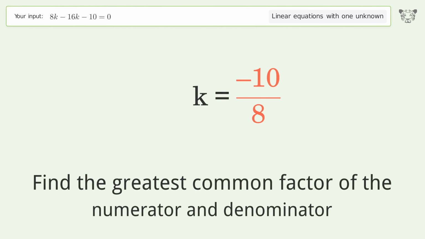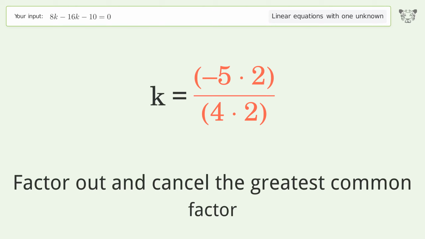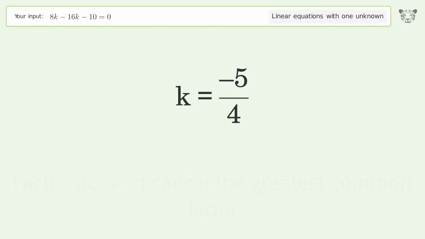Find the greatest common factor of the numerator and denominator. Factor out and cancel the greatest common factor. And so the final result is k equals -5/4.